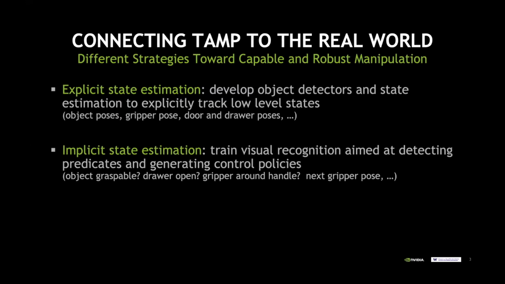And also training the system such that it can generate the kind of information that is necessary such that the robot can execute its task. So for example, it could be, again, rather than estimating an object pose, it just asks, is the object currently graspable? Is the drawer open, or is the gripper around the handle of a door or something like that?